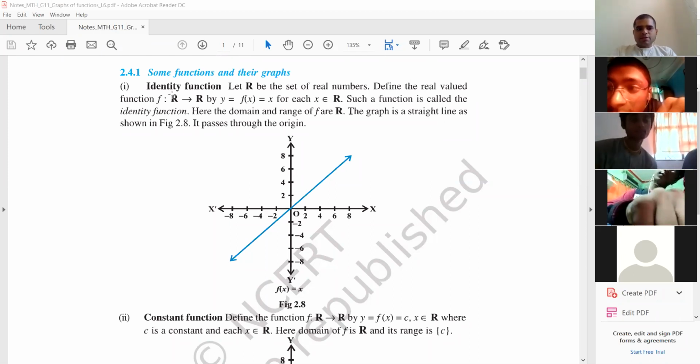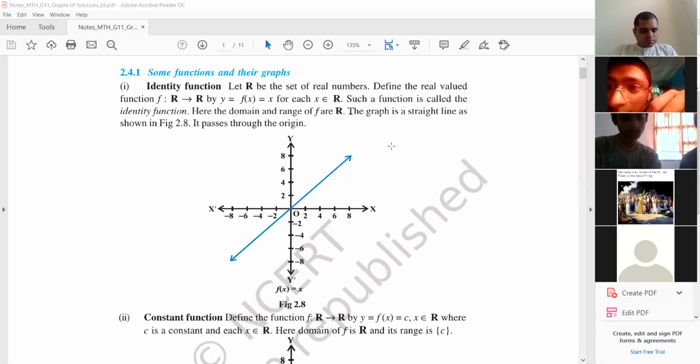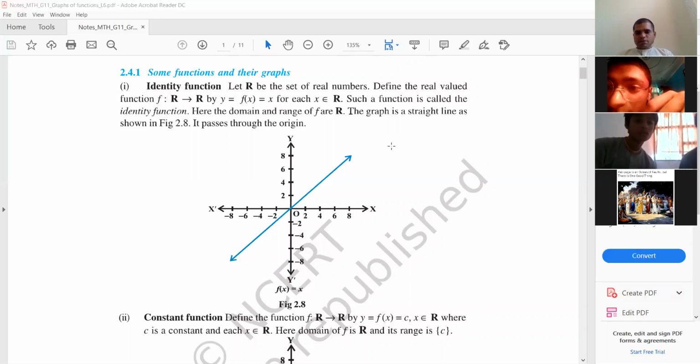So the first function is named the identity function. Before we start, I would like to ask all of you, how do you plot a graph? Prabhuji, your voice is breaking. So I am asking a question: how do you plot a graph? Are you able to hear?